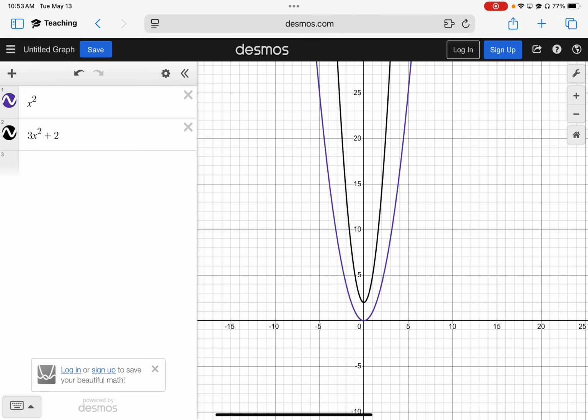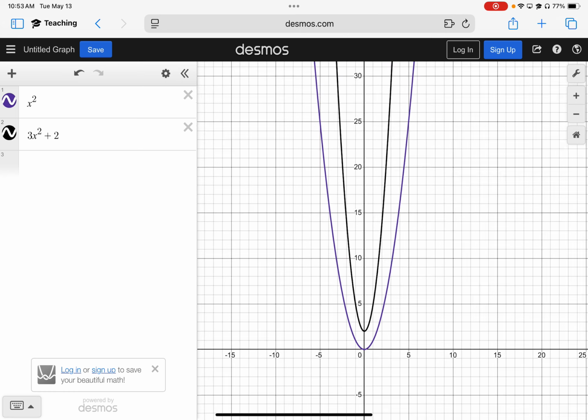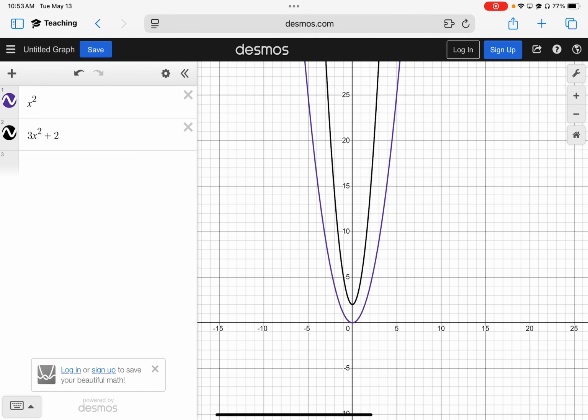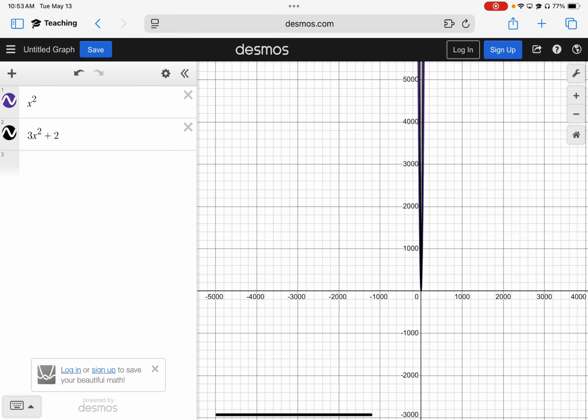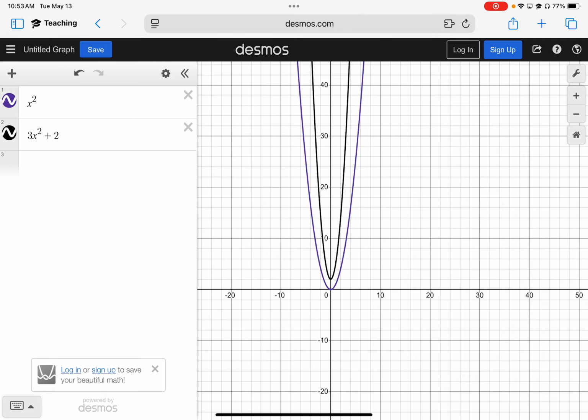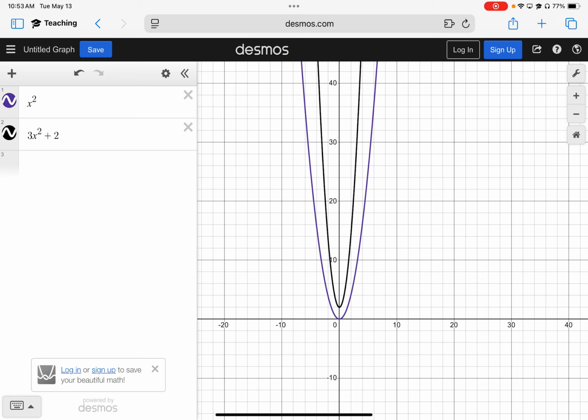So intuitively, we can see that the purple function x squared is always less than the black function 3x squared plus 2. And as you zoom way, way out, they both grow at similar rates. And I guess this is inadvertently the easiest possible example I could give of showing that a function is in big O of some other function.